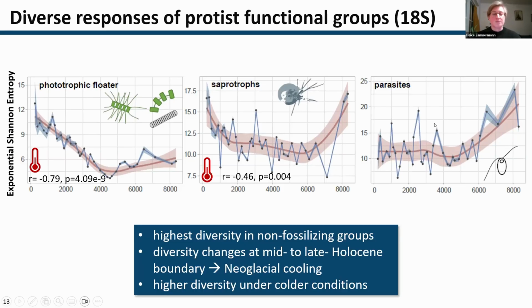Furthermore, we used a proxy for temperature and a proxy for sea ice to correlate our diversities with, and we saw that phototrophic floaters are highly negatively correlated with temperature, and also the saprotrophs are negatively correlated with temperature. So this means we actually have higher diversity of these groups under colder conditions.